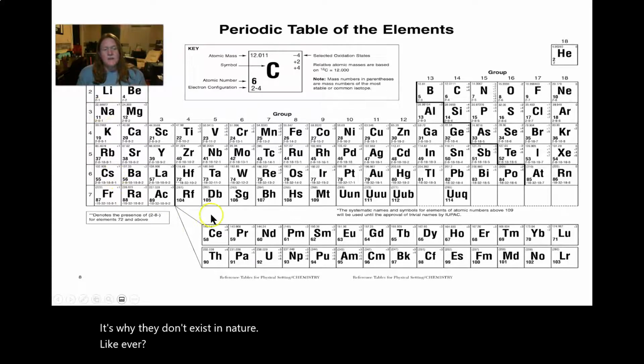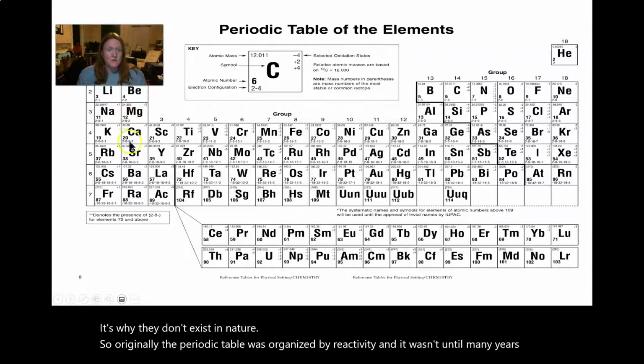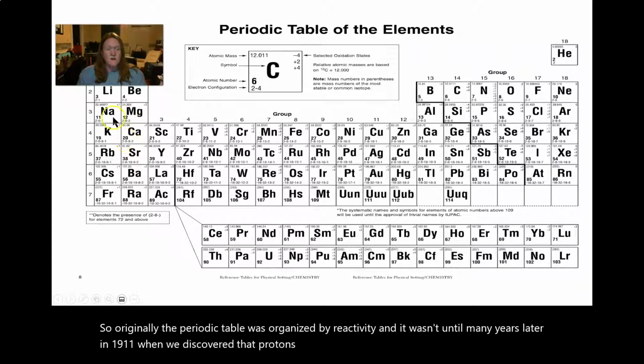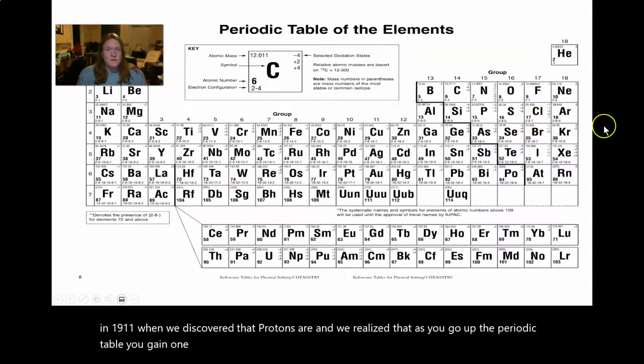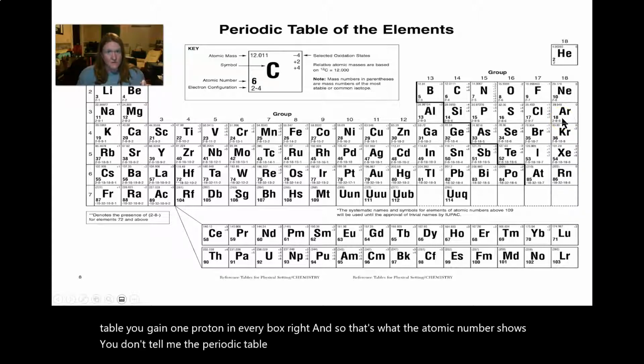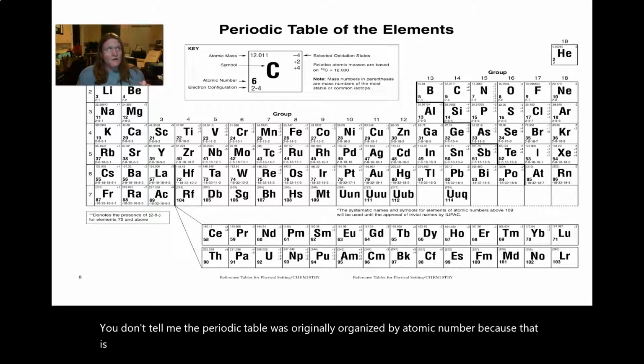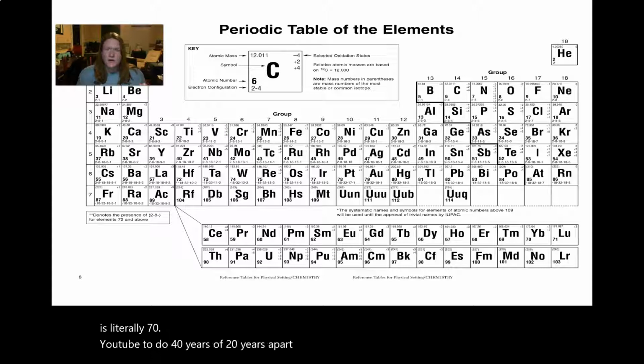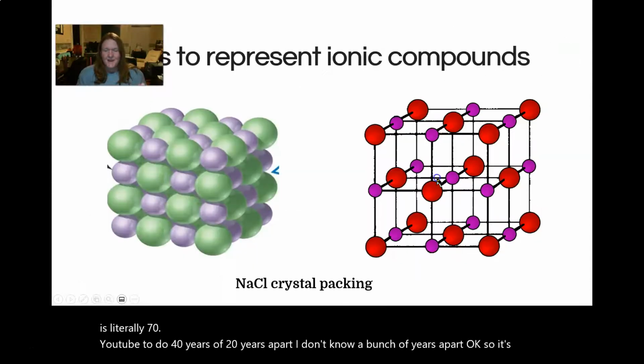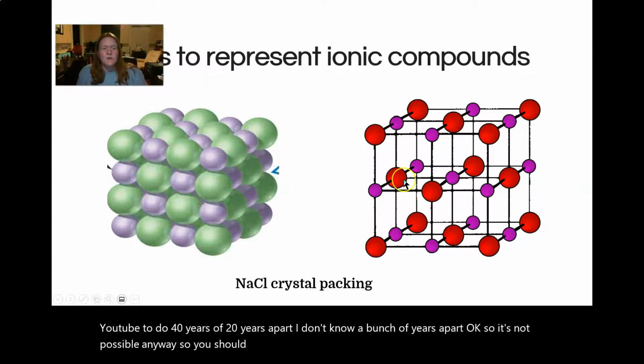Anyway, originally the periodic table was organized by reactivity, and it wasn't until many years later, in 1911, when we discovered what protons are, and we realized that as you go up the periodic table, you gain 1 proton in every box. And so that's what the atomic number shows you. Don't tell me the periodic table was originally organized by atomic number, because that is literally 40 years, 20 years apart? I don't know. A bunch of years apart. So it's not possible. Anyway, you should be able to name those groups in the periodic table.